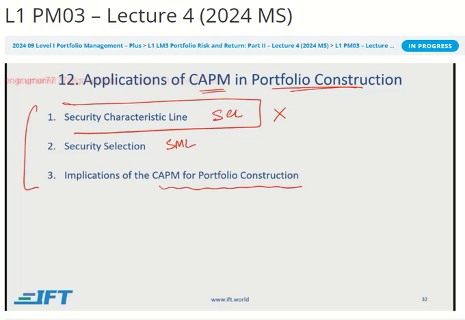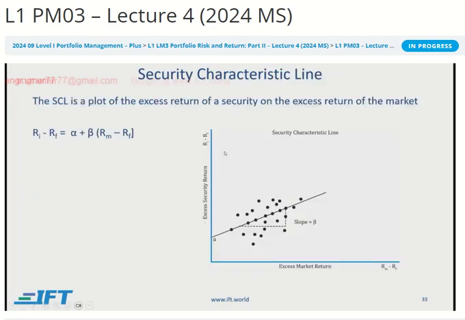It is not important. I don't want you to worry about this too much. The main focus is on the capital market line, which is obviously standard deviation oriented, and the security market line, which is beta oriented. This is the important one. So security characteristic line, not important.